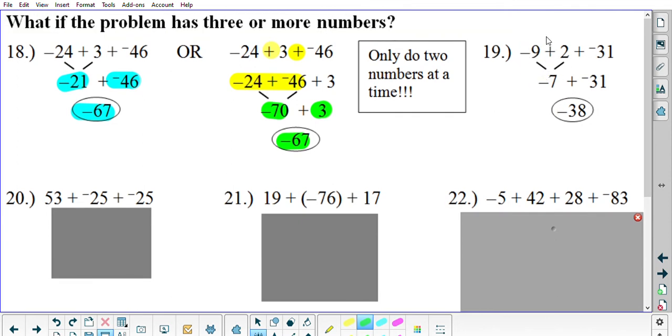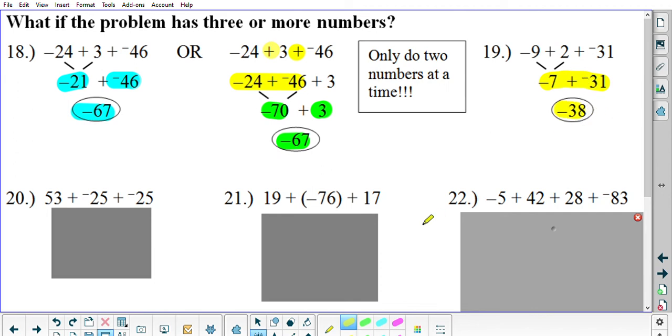When I have a negative plus a positive, I subtract in my head, and the answer is negative because the negative number here, the negative 9, had the bigger absolute value. But then, when I have a negative plus a negative, which is what I have here, once I have negative 7 plus negative 31, then I add in my head, and I get negative 38.